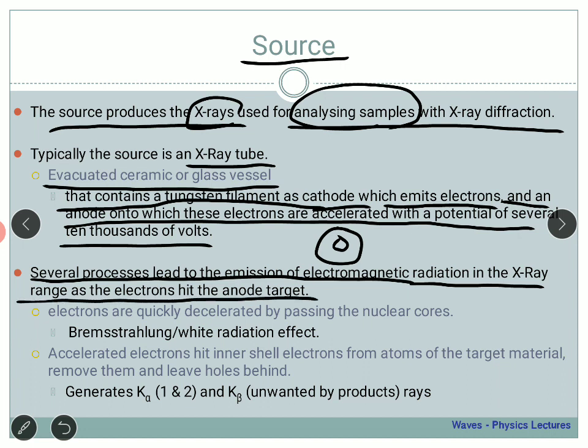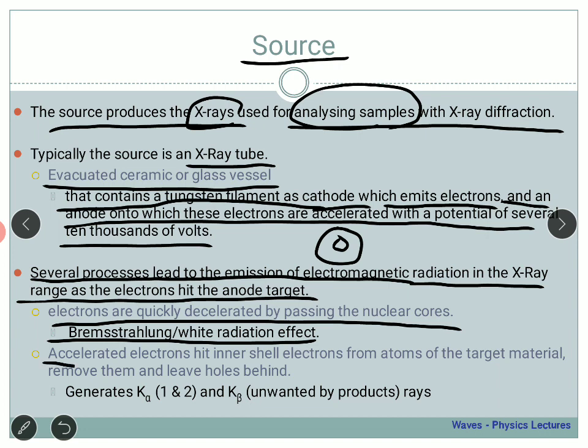This process we have already discussed in our last lecture. Please refer to that. One of the processes is that electrons are quickly decelerated by passing the nuclear core. Electrons are negatively charged particles, and the nucleus is positive. As the electron passes nearby the nucleus, it is decelerated, that means the speed comes down, and from there we get an effect which is called Bremsstrahlung or the white radiation effect. This is one of the processes.